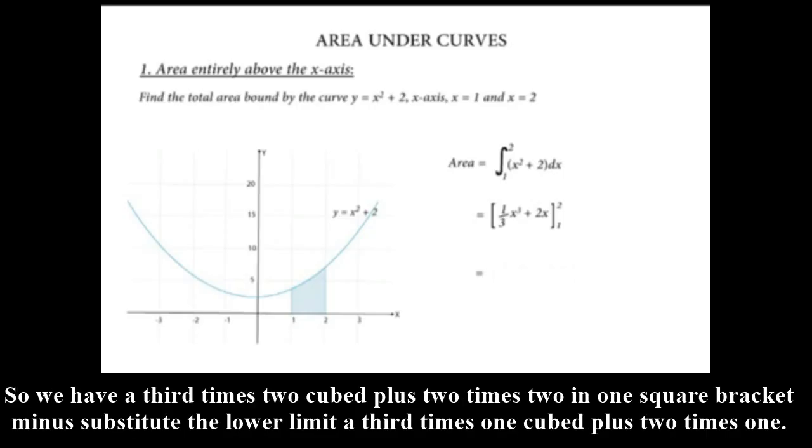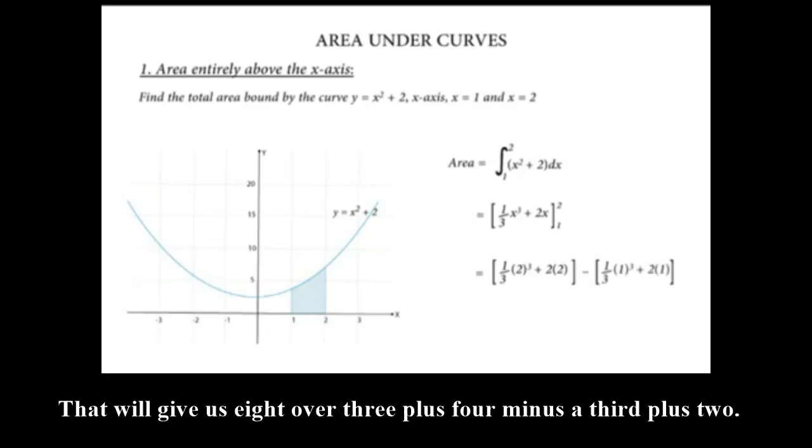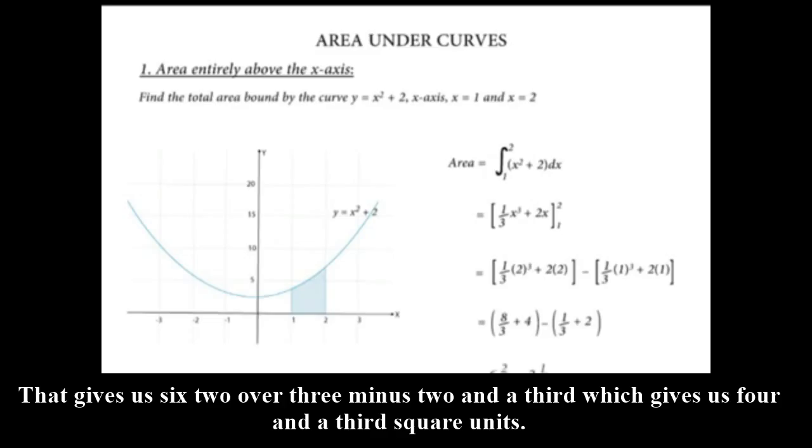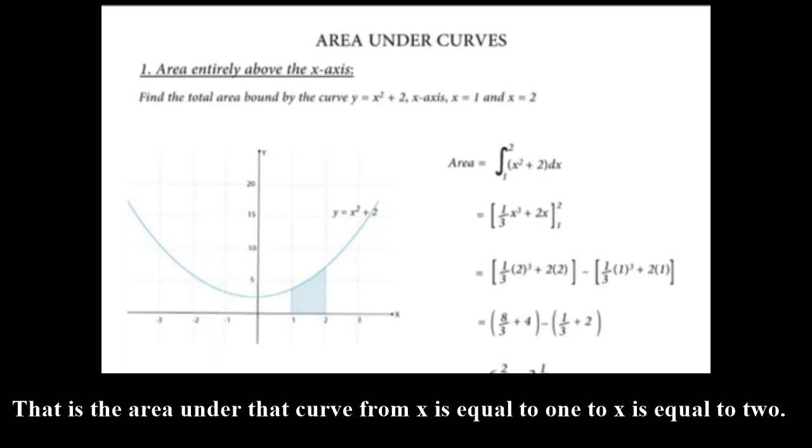So we have a third times 2 cubed plus 2 times 2 in square brackets, minus, substitute the lower limit, a third times 1 cubed plus 2 times 1. That will give us 8 over 3 plus 4 minus a third plus 2. That gives us 6 and 2 over 3 minus 2 and a third, which gives us 4 and a third square units. That is the area under the curve from x is equal to 1 to x is equal to 2.